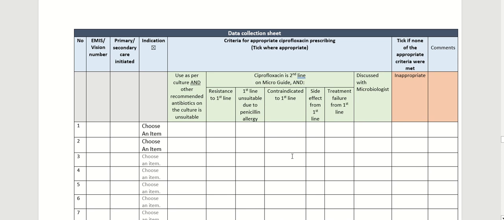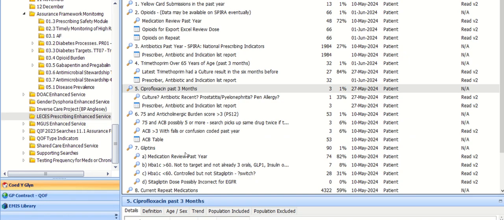So again, we'll be running this audit later in the year, and I'll be making it very clear to my clinicians: please only prescribe ciprofloxacin where it's an appropriate indication and there is a culture, and that culture shows there isn't another antibiotic we can use. I won't show you an example of that, but I've looked through mine and I can see where there is a culture. It's very clear that ciprofloxacin is the thing advised by the microbiologists.